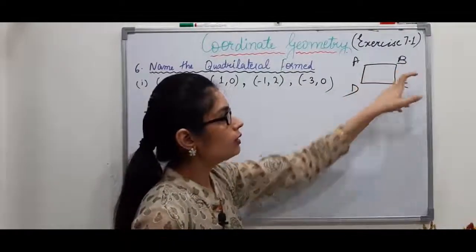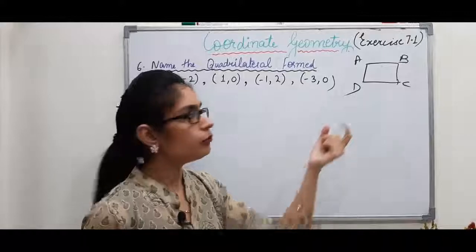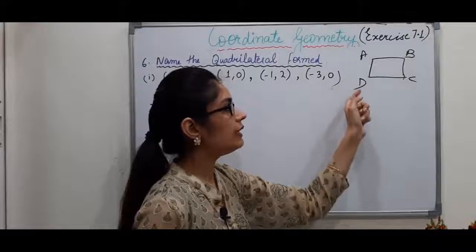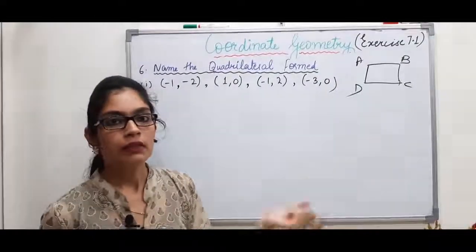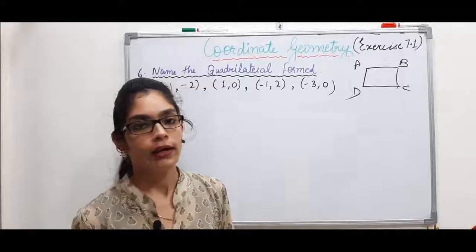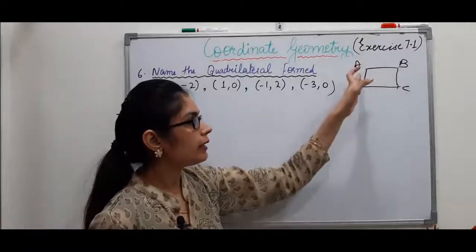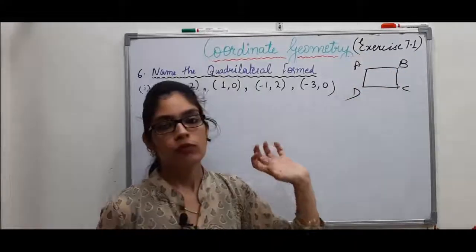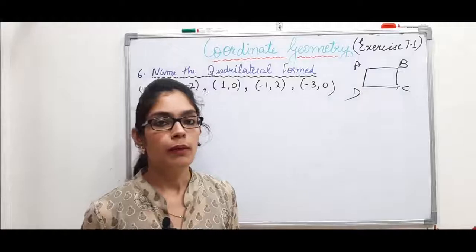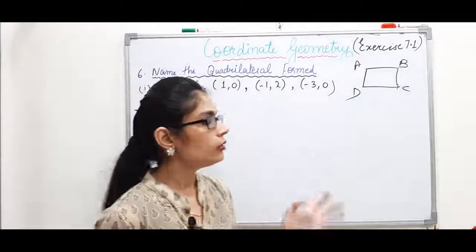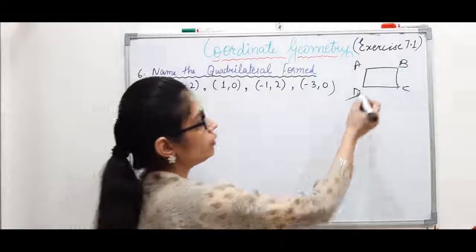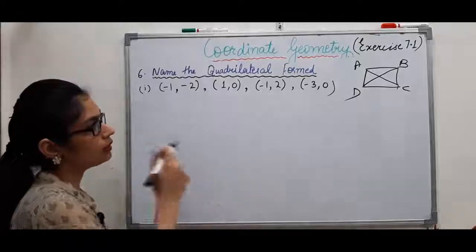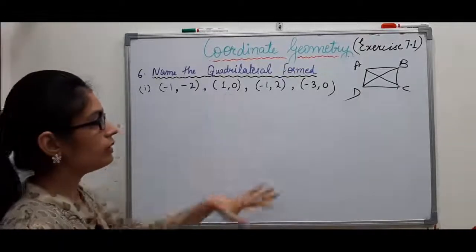See, if you are getting all the sides equal, which means the distance between AB and BC and CD and DA is the same, that means the quadrilateral will be a square. And if you are getting opposite sides equal, like AB equals CD and AD equals BC, then it may be a parallelogram or rectangle. So like this you have to check, and you can check the diagonals also. So everything you have to check. Let's start. In this question itself we will check all the things.